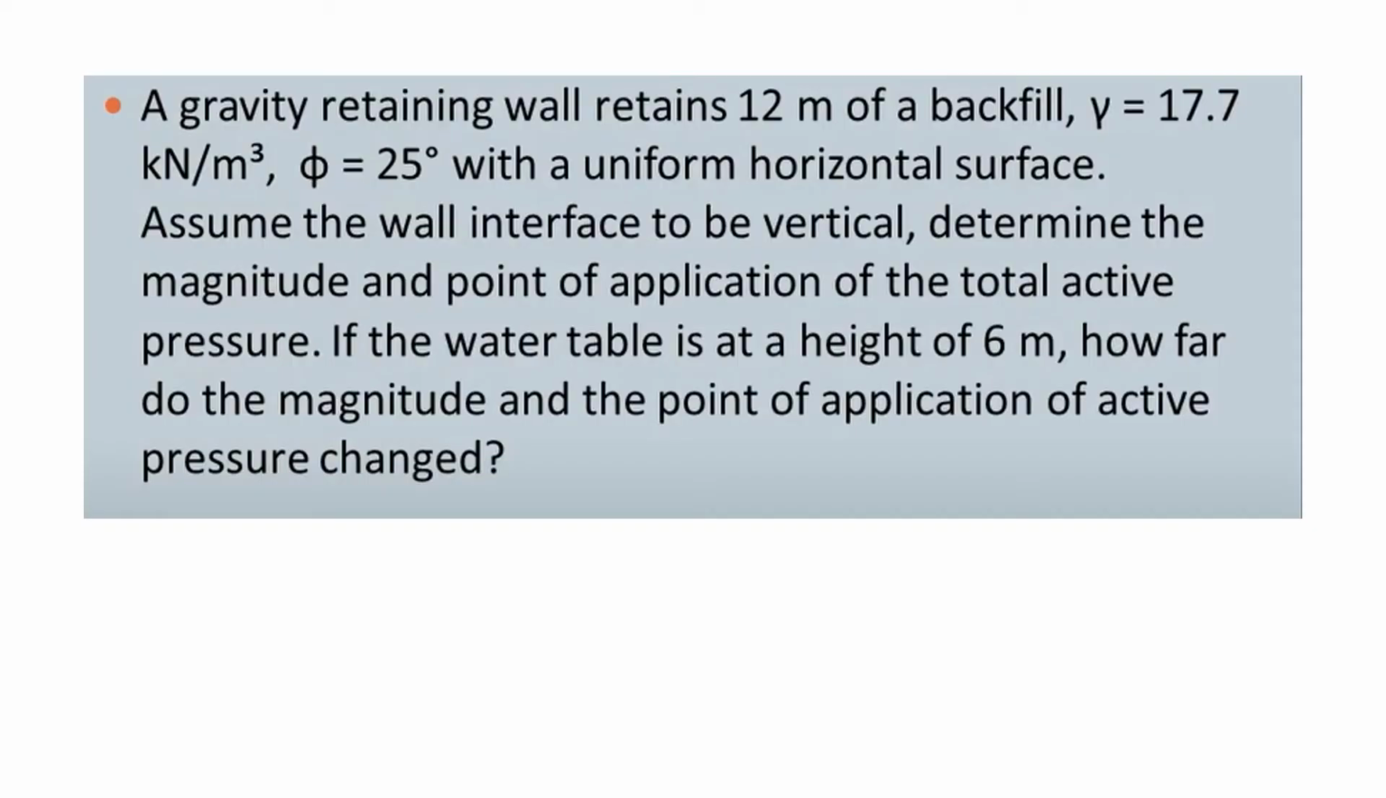Now coming to the second problem, it is a gravity retaining wall that retains 12 meters of a backfill and the bulk unit weight is 17.7 kilonewton per meter cube and the angle of internal friction is 25 degree with a uniform horizontal surface. Assume the wall interface to be vertical. Determine the magnitude and point of application of the total active pressure. If the water table is at a height of 6 meter, how far do the magnitude and the point of application of active pressure change?